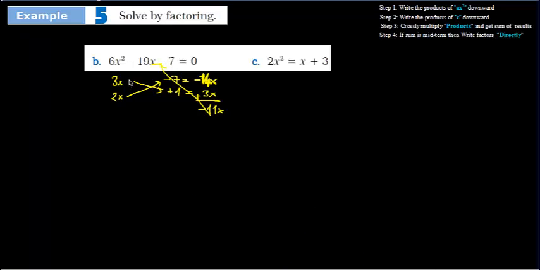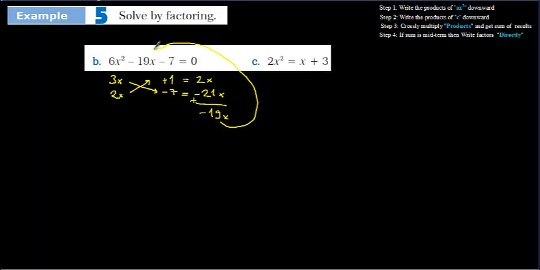Which means when I'm factorizing this one, I need to find more suitable numbers, like 3x and 2x. Here I'm going to write plus 1 and minus 7. So when I crossly multiply, this is equal to minus 21x, and this one is equal to 2x. When I add them, it's equal to minus 19x. Did I get the middle term? Yes, I got the middle term.